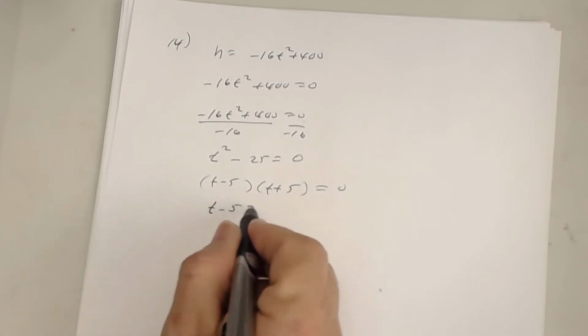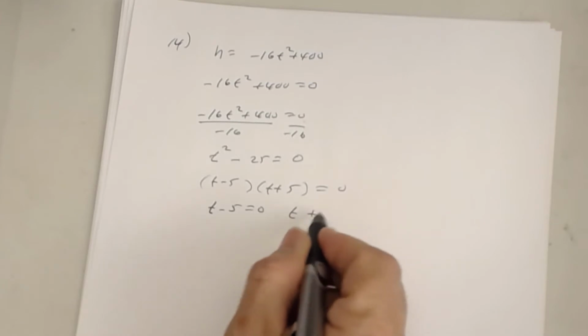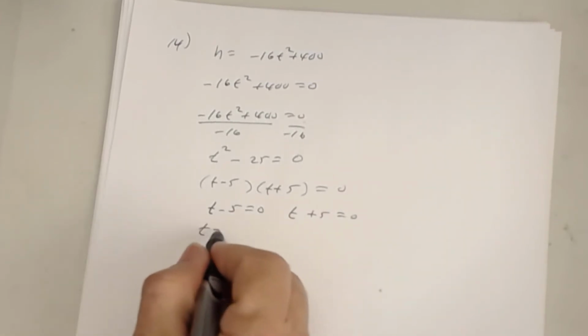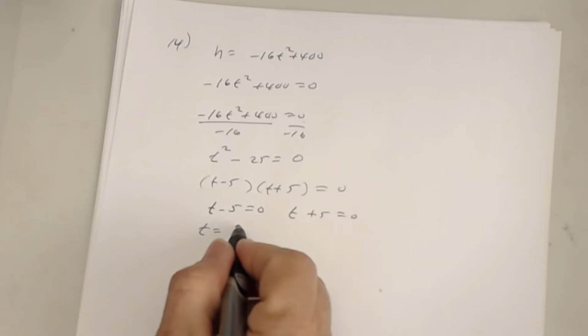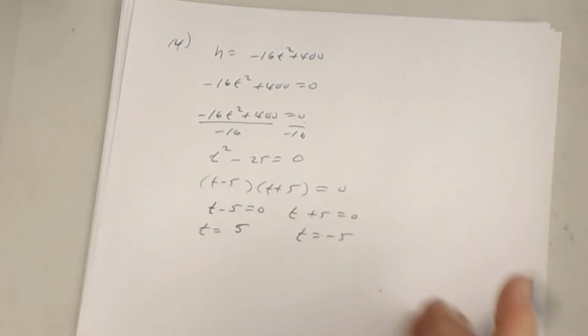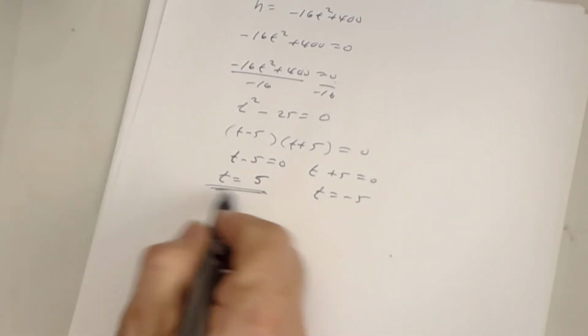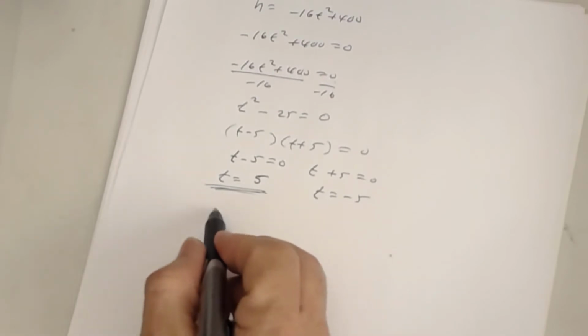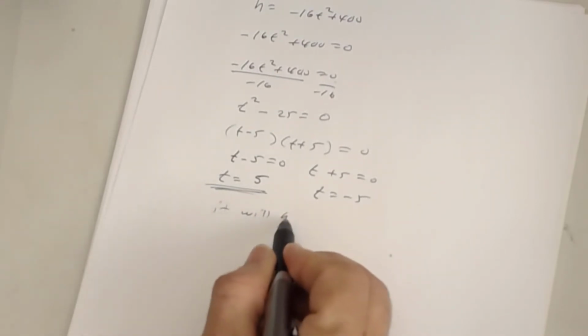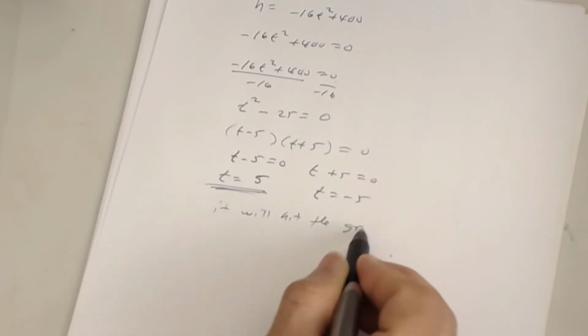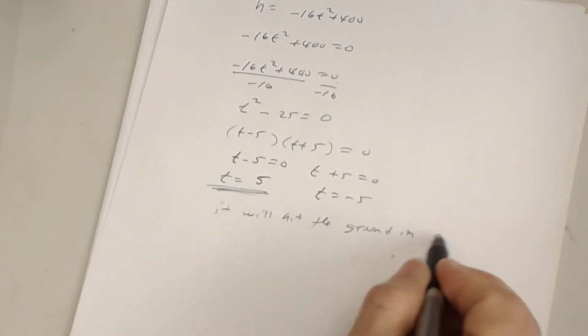Set them equal to 0, zero factor property, right? So what's t over here? What's t over here? Can I use both? Just one of them. You're dealing with time, so which one can I use? 5. So it will hit the ground in 5 seconds.